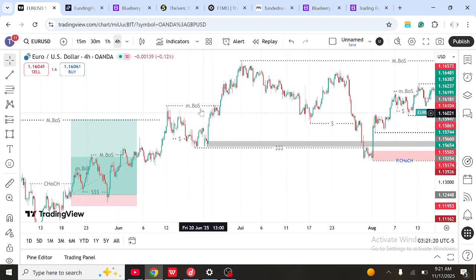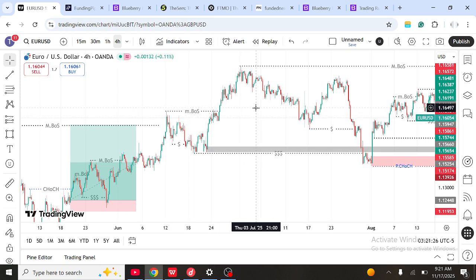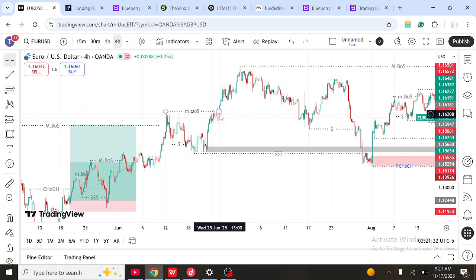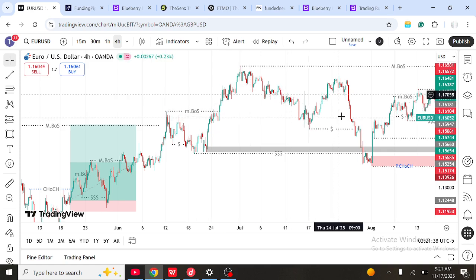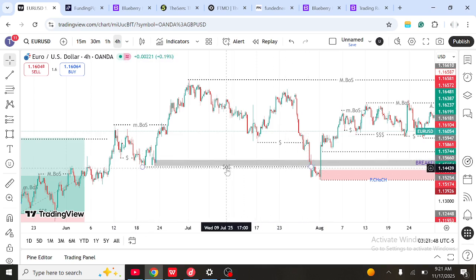So here we have a minor break of structure. Anytime I have a break of structure, which I see as an ordinary break of structure, and I see price trying to come to the downside, I'll begin to pay attention. So when price takes this level out, I don't mark it as change of character. I mark it as sweep of liquidity.